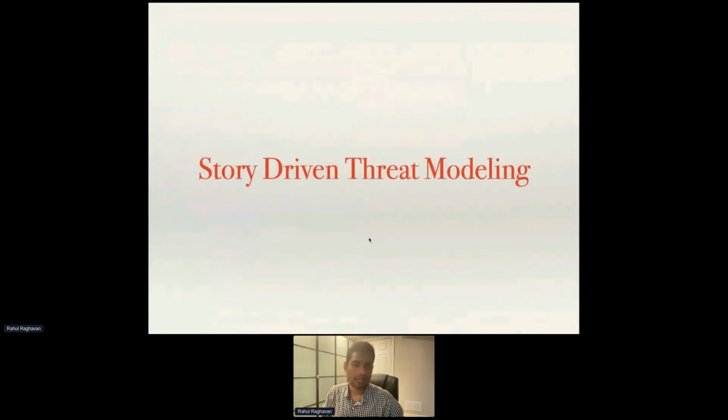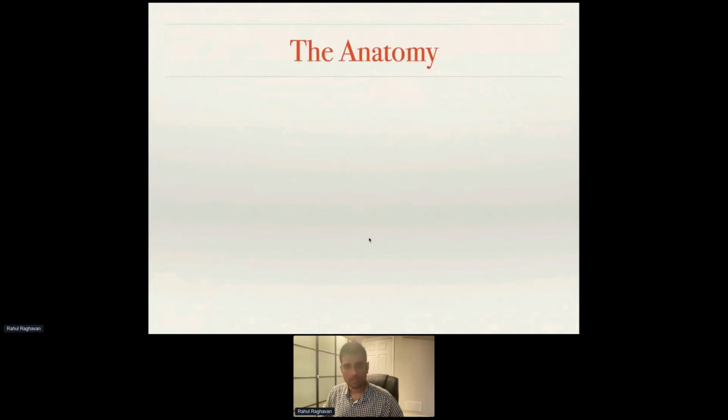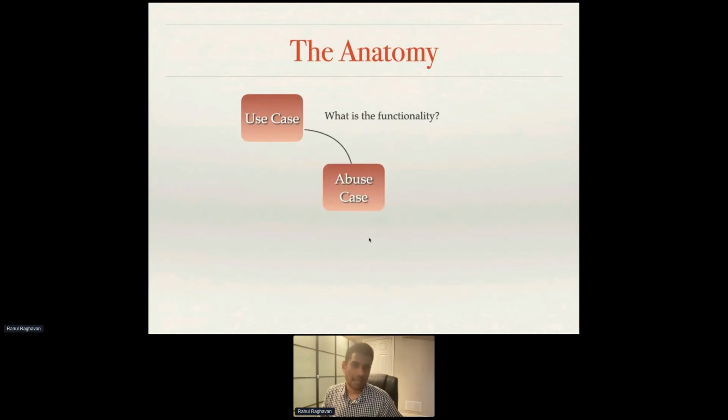Now, the story-driven threat modeling is quite interesting, and that's what we would like to talk about today in the next few slides. The anatomy of the story-driven threat modeling is something very interesting. It always starts off with a use case, like we discussed. Every application has one or more use cases. What is the functionality of that particular use case? So it's a simple functionality statement. And that use case would have an abuse case, which is us trying to figure out what are the various things that can go wrong with that use case. What are the various ways you could abuse that use case? So that's the abuse case.